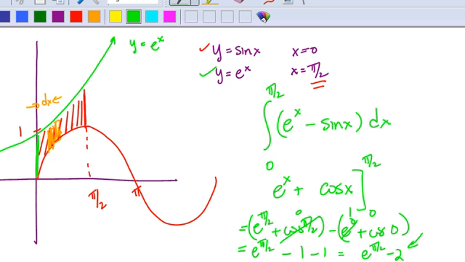And you could change this to a decimal if it was an applied problem, but I would just leave that as it is. So we're going to do one more example in the next video.